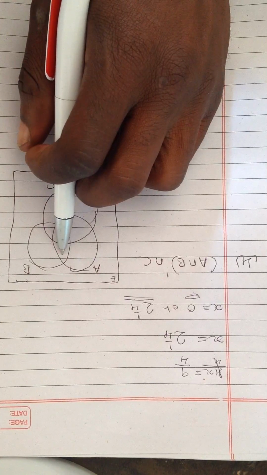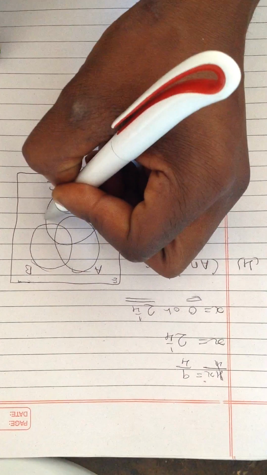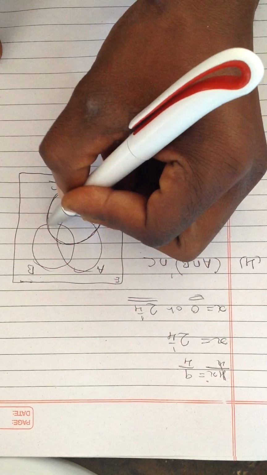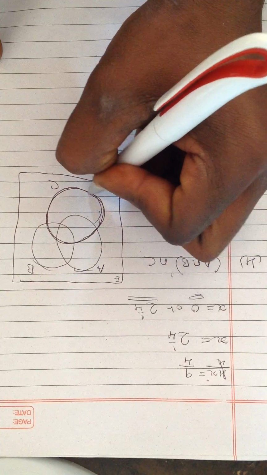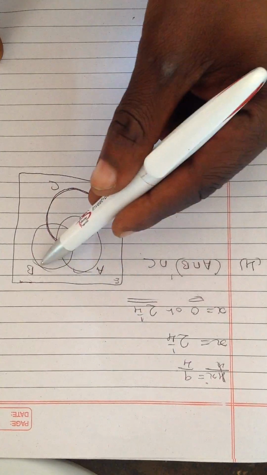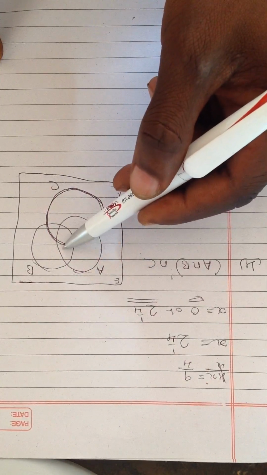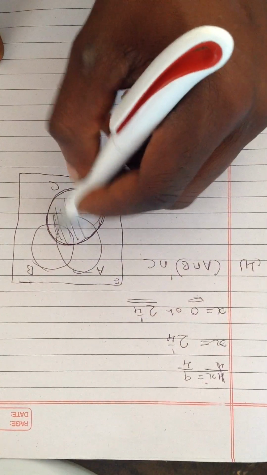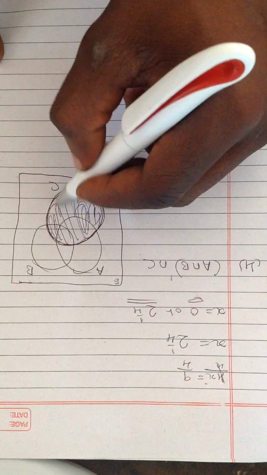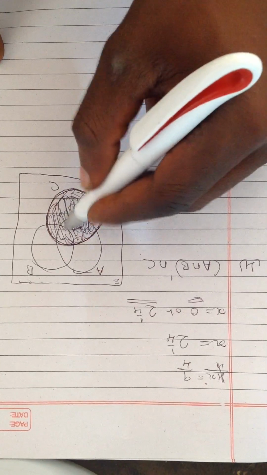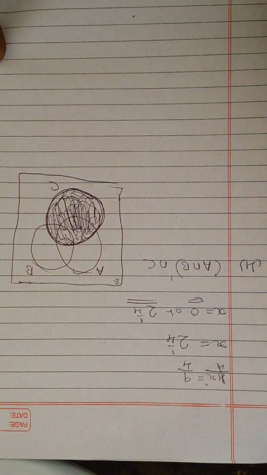Shade the intersection of what? Of C. The intersection of C, it passes here. This is the intersection of C. So A intersection B complement, removing this part here, then shade the intersection with C. So this is the part they are talking about. Done. Okay, we go to question 5.